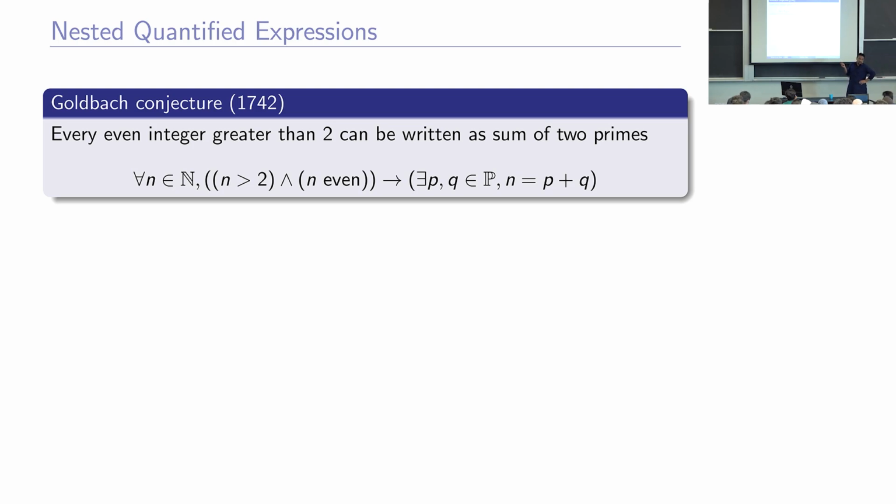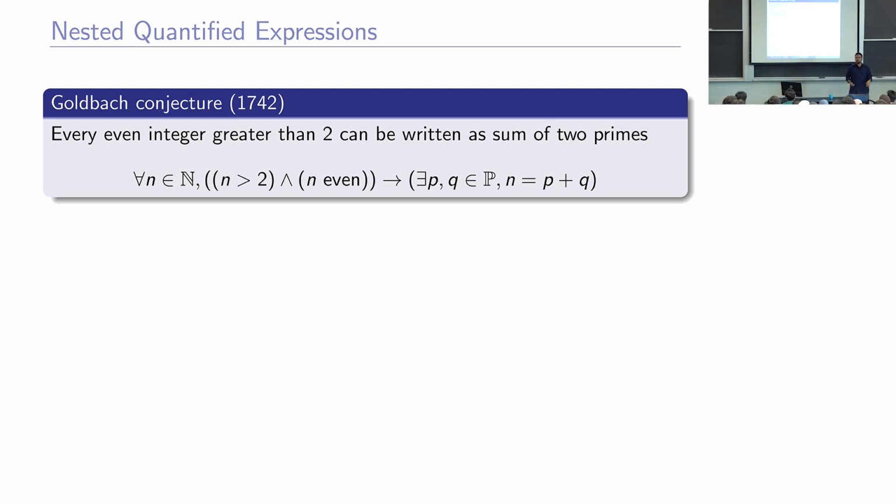Every even integer. Every is for all. Integer is natural number, right? Even is even. Greater than 2 is greater than 2. So even and greater than 2 is like an AND of two things. Every is this, there exist, right? Can be means there is a possibility, there is a choice of achieving this thing. Can be written, so there exist P and Q.